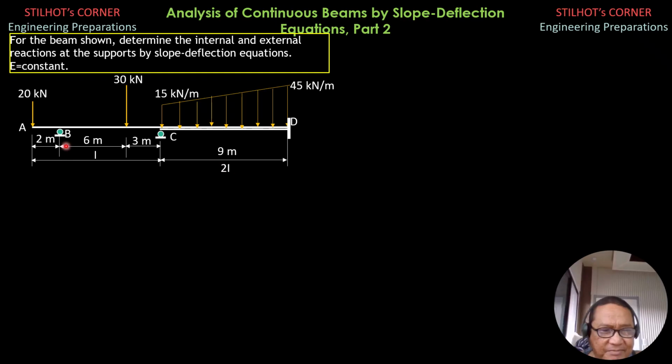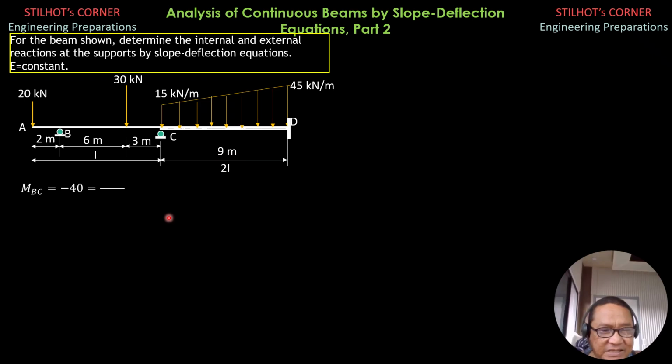So moment at B, C is negative 20 times 2, negative 40, and it is equal to 2EI over L. We consider EI as 1. So 2EI over 6, quantity 2 theta B plus theta C minus 3 times 0, P is 0 or delta over L is 0. Then minus 30 times 6, 3 square over 9 square.